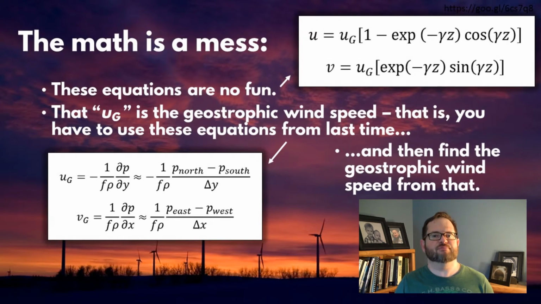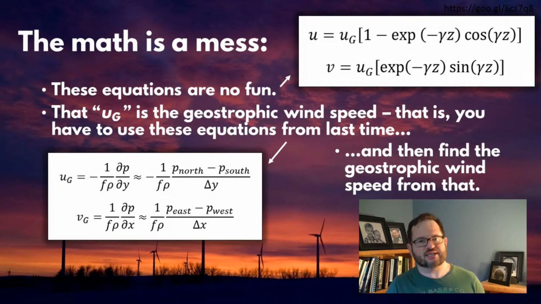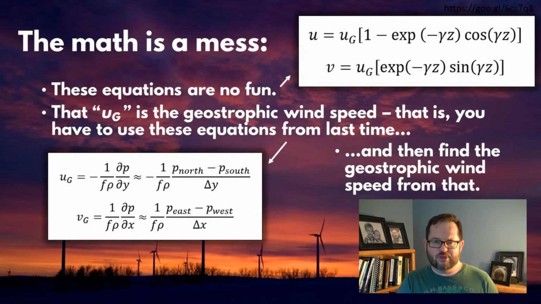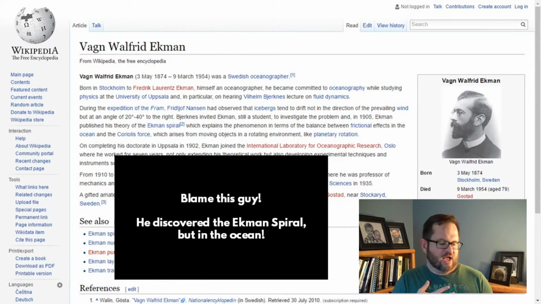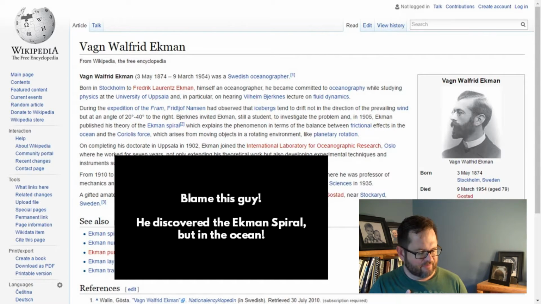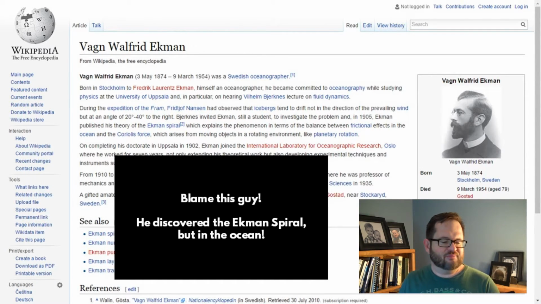It's an interesting computing exercise or a spreadsheet exercise, but it's not really where I want to go with this. And besides, I don't want to take the blame for it when it's a hard homework question. I want you to go ahead and blame this guy, Ekman himself. I have to admit, I have no idea how you pronounce his first name, Vagn Walfrid Ekman, who was the guy who discovered the Ekman spiral.